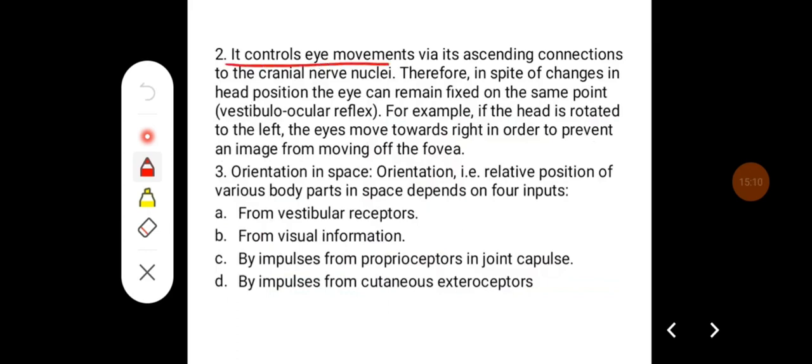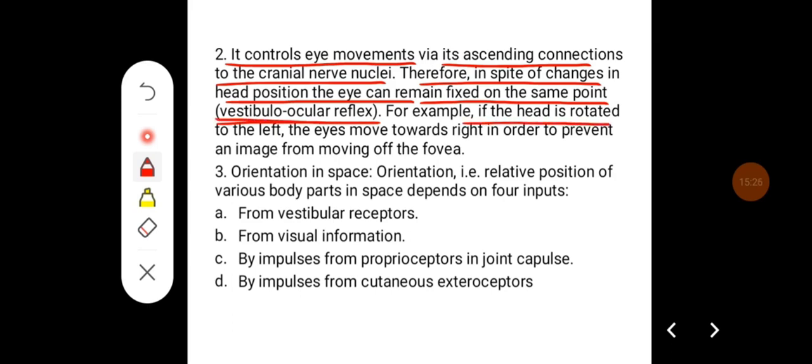It also helps in the control of the eye movements via its ascending connections to the cranial nerve nuclei. Therefore, in spite of changes in the head position, the eye can remain fixed on the same point through the vestibulo-ocular reflexes. For example, if the head is rotated to the left, the eyes move towards the right in order to prevent an image from moving off the fovea.